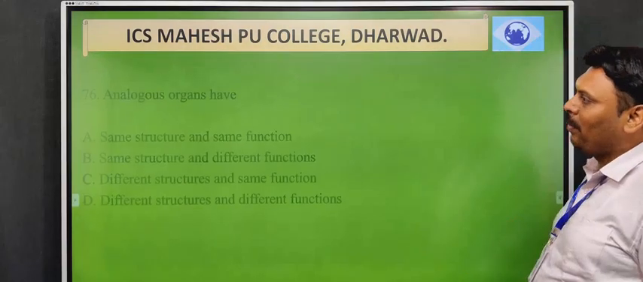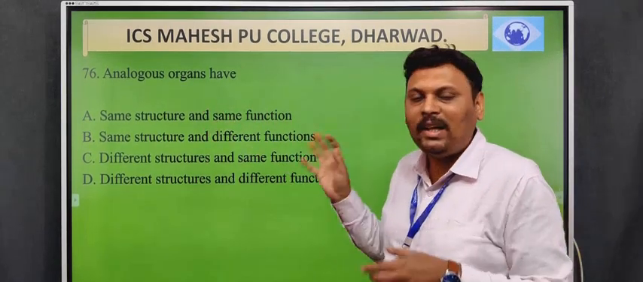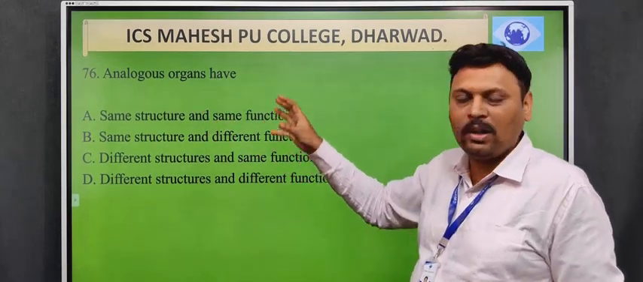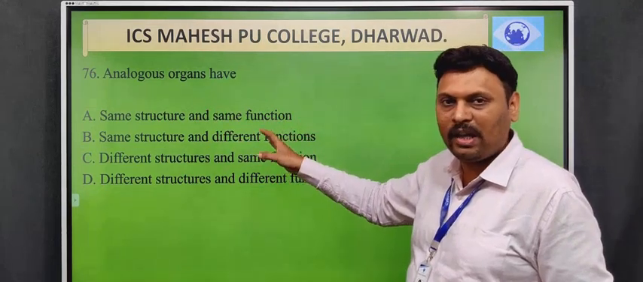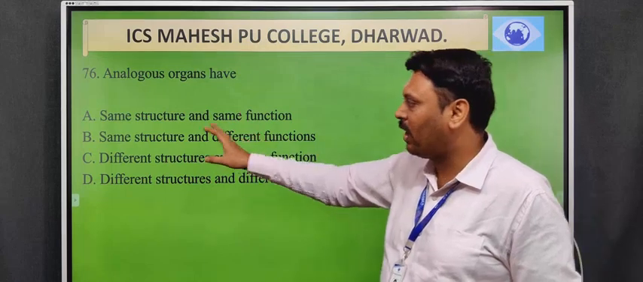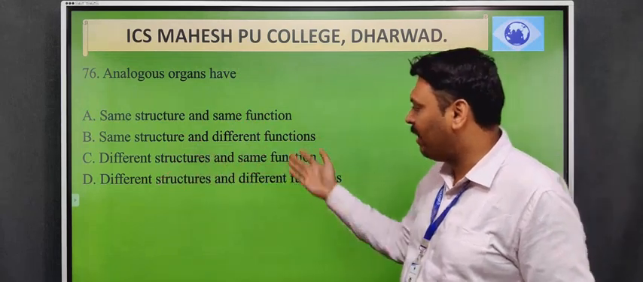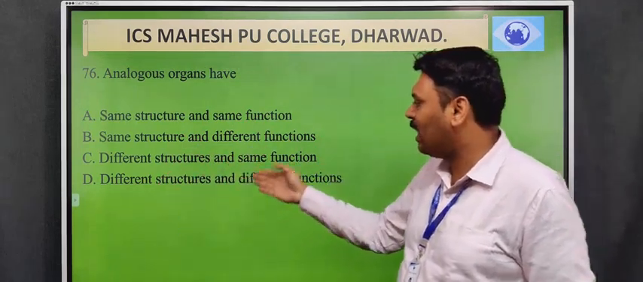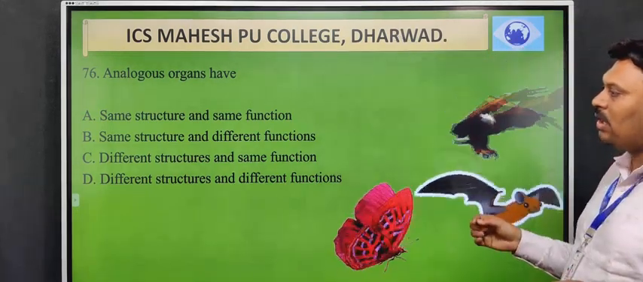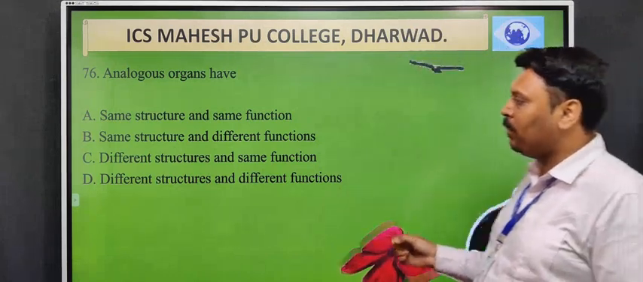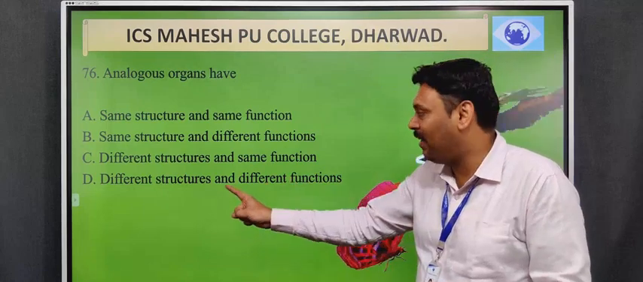The next question we have is about analogous organs. How are analogous organs defined? Either they have the same structure and same function, the same structure and different function, different structure and same function, or different structure and different function. What are they actually? The analogous organs are the ones which originated from different structures but have the same function.